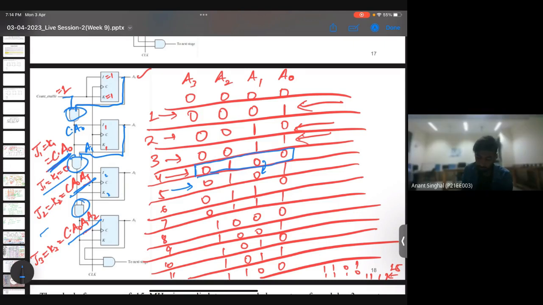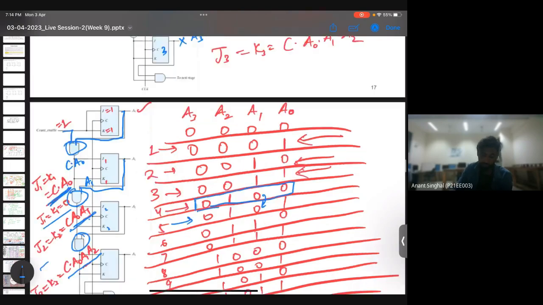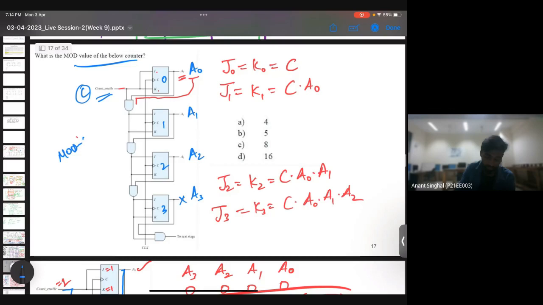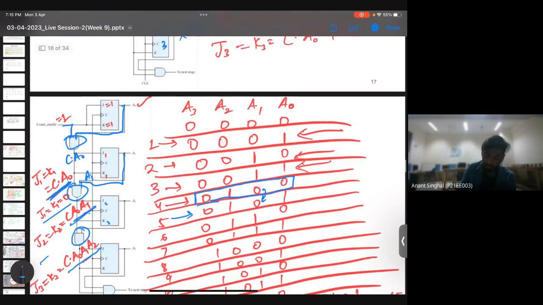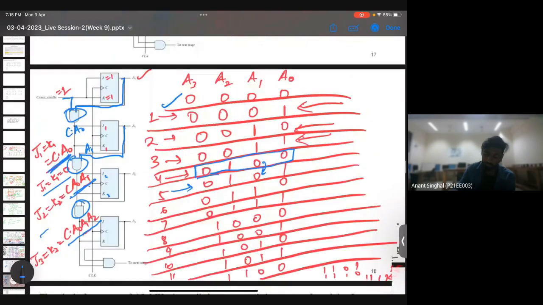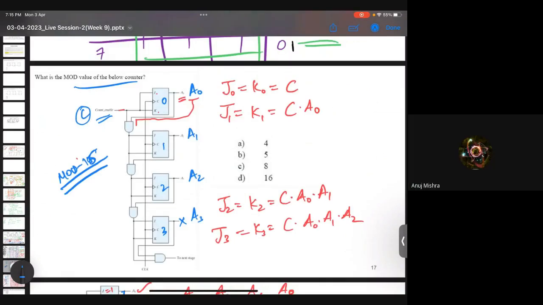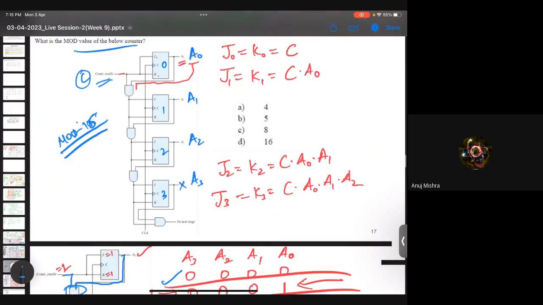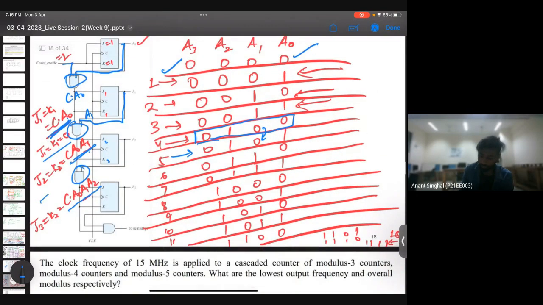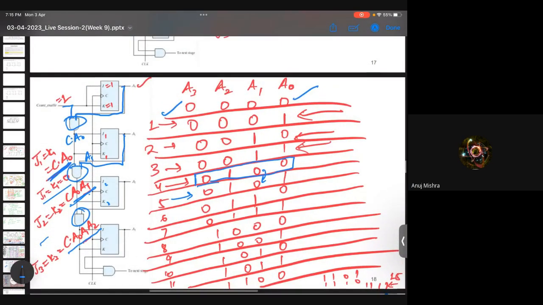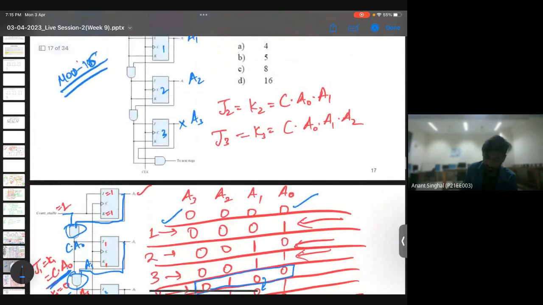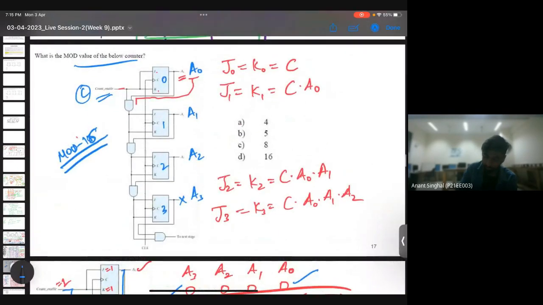Maybe you can check. So we are getting all the states. So we are getting 16 states, and we are also getting 0000 back, and this is 15. So it is nothing but a mod 16 counter. So till when we have to continue our counting? Since we get this 0000 back, after this 1111, we'll get a 0000. So it is a mod 16 counter. So the correct answer is option D.